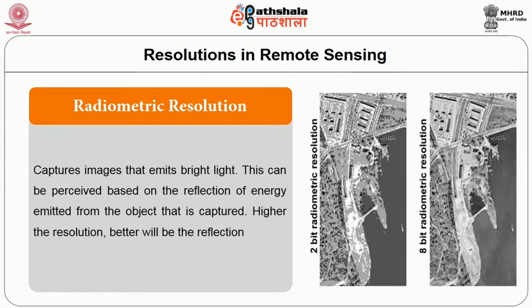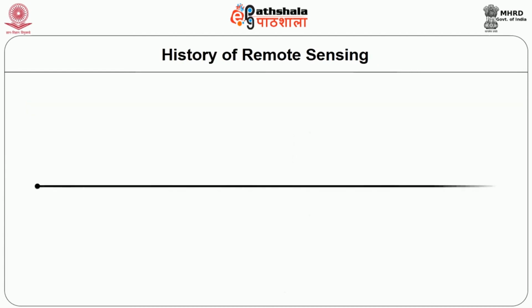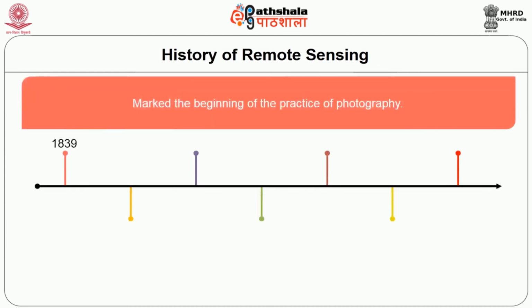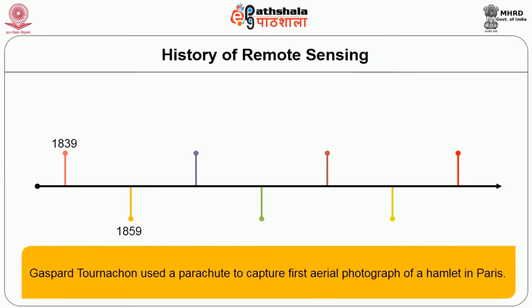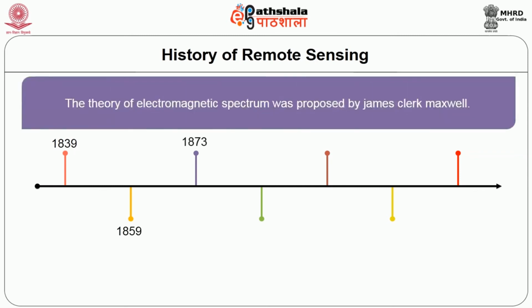Okay, so the process is not over if we don't read the history, because history is the backbone of everything. The history of remote sensing, how this technology was developed. It all started in 1839, the beginning of the practice of photography. In 1859, a person called Gaspard Tournachon used a parachute to capture the first aerial photograph of a small hamlet in Paris. In 1873, the theory of the electromagnetic spectrum was proposed by James Clerk Maxwell, and even today, his theory stands as the best theory for the electromagnetic spectrum.